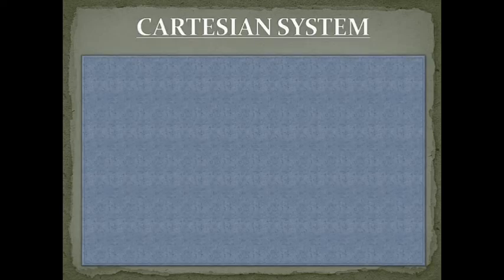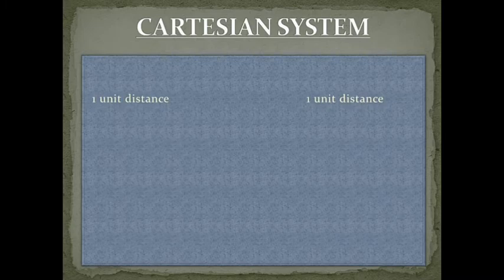Now what is the Cartesian system? Earlier you have studied the number line in the chapter number system. The number line is the distance from a fixed point marked in equal units, positively in one direction and negatively in the other. So everyone knows what the number line is.